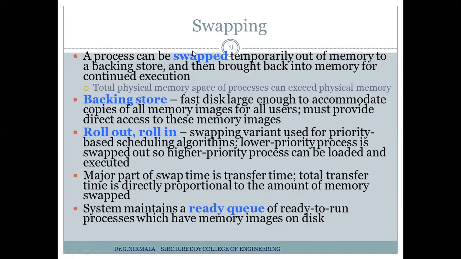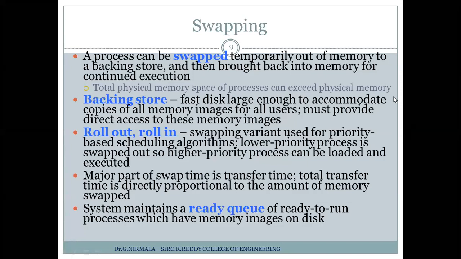Here, listen: swapping. A process can be swapped temporarily out of memory to a backing store and then brought back into the memory for continued execution. It means the total physical memory space for processes can exceed physical memory, that is, a process needs more memory than available physical memory. Then swapping will take place. Swapping means interchanging or exchanging.